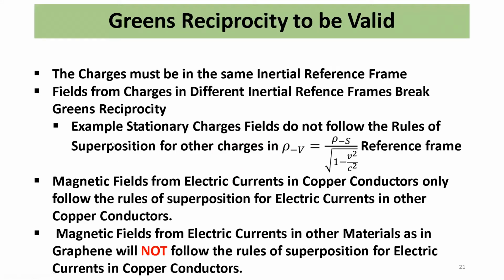So for Green's reciprocity to be valid, all the charges must be in the same inertial reference frame. For electric fields, that would mean that all the electric charges must be stationary. Fields of charges in different inertial reference frames are going to break Green's reciprocity. An example would be that the stationary charge fields do not follow the rules of superposition for other charges in the moving frame of reference.